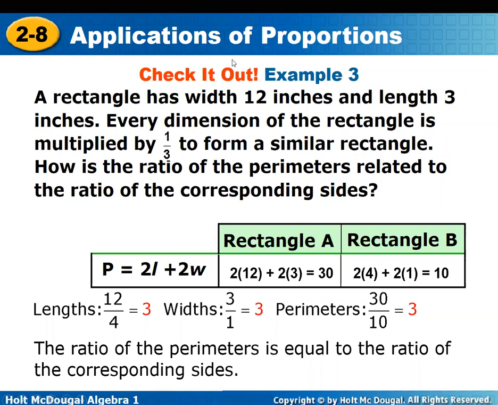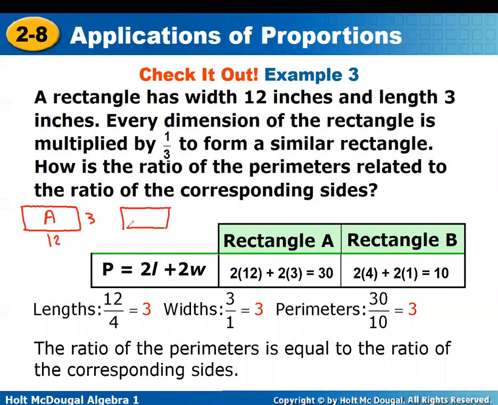Let me add something. If I want to draw the first rectangle with its dimensions, the dimensions for the first rectangle were what, grade 9? Was 12 and what? And 3, right? So this is rectangle A. I have rectangle B.